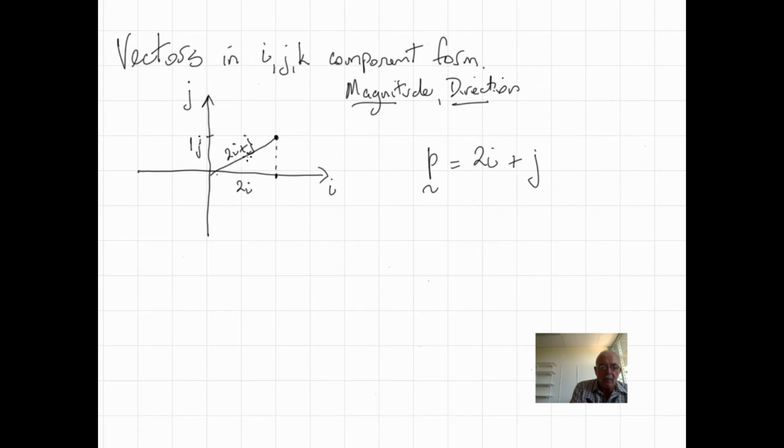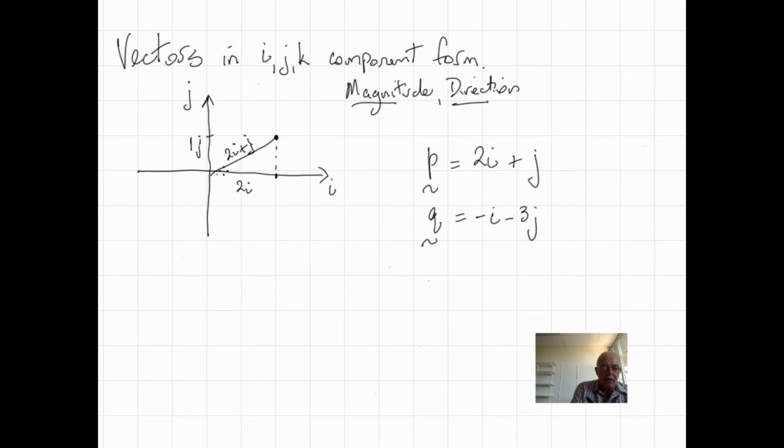So all we've got to think about is the i vector is just like a unit vector in the direction of the x-axis. A j vector is just a unit vector in the direction of the y. So we can say vector p is equal to 2i plus j. Let's just make another one up here. So we've got vector q is equal to minus i minus 3j.